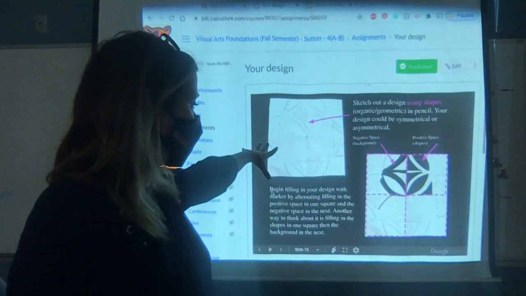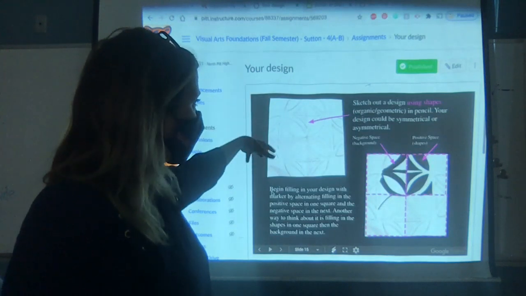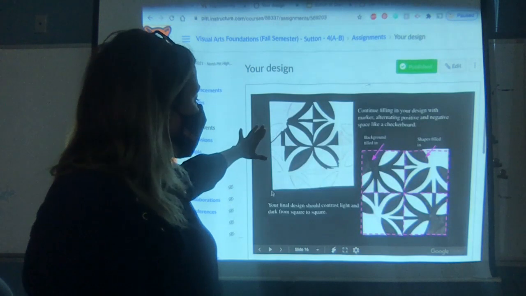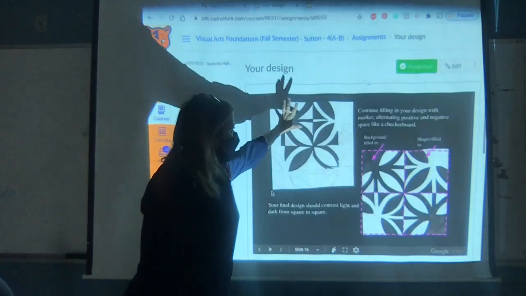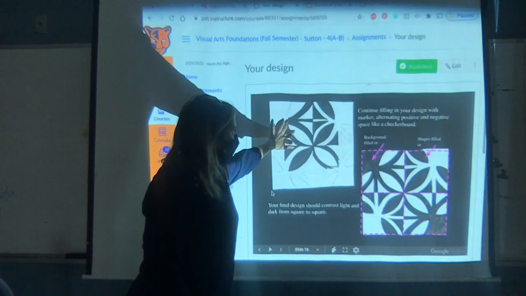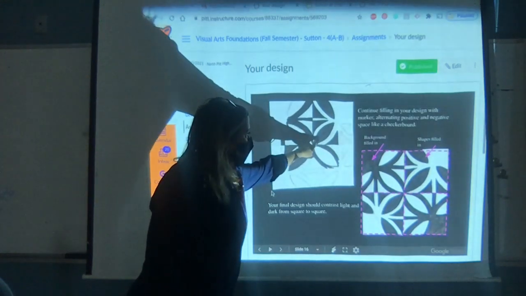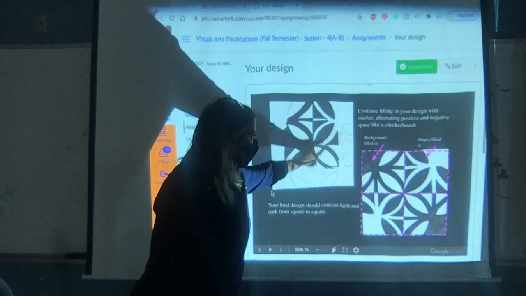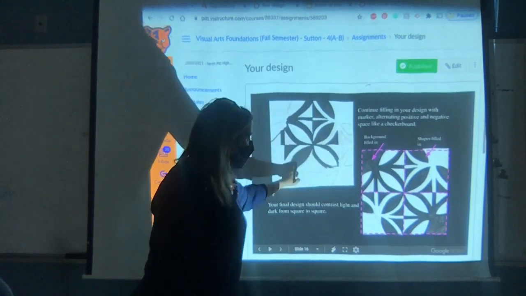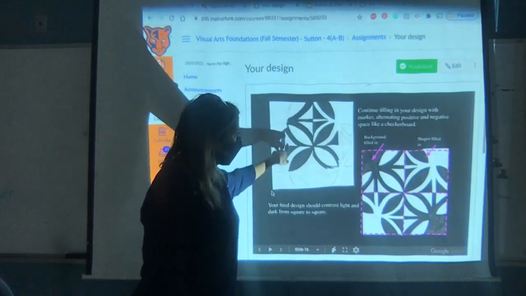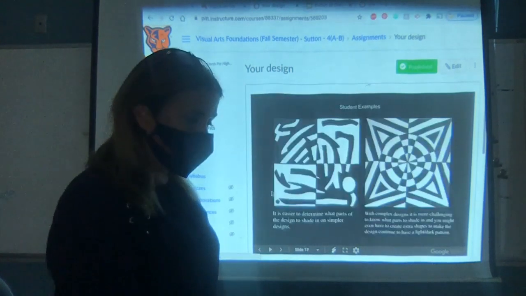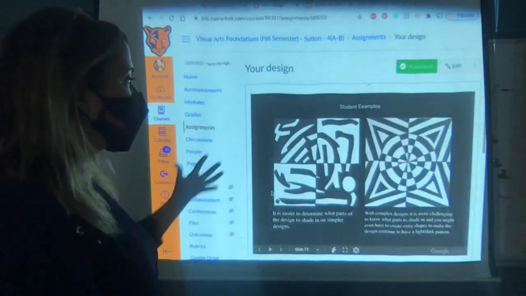It could be symmetrical, it could be asymmetrical. And then you're simply going to come back in and treat it like a checkerboard. Whatever is white here would be black over here. And then whatever is black here would be white here. And if it's white here, it would be black there. So you're going to do the opposite in each square. It's very simple, but it has a very strong presence to it.